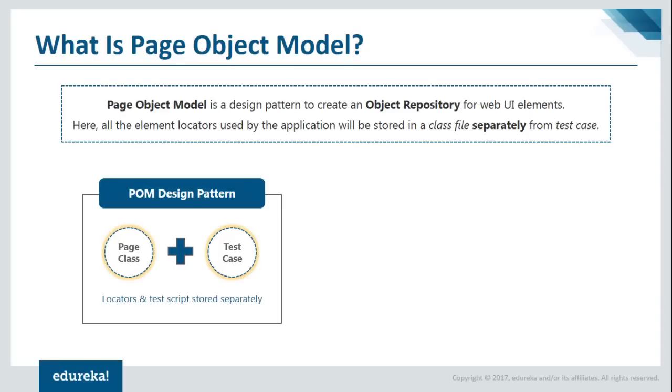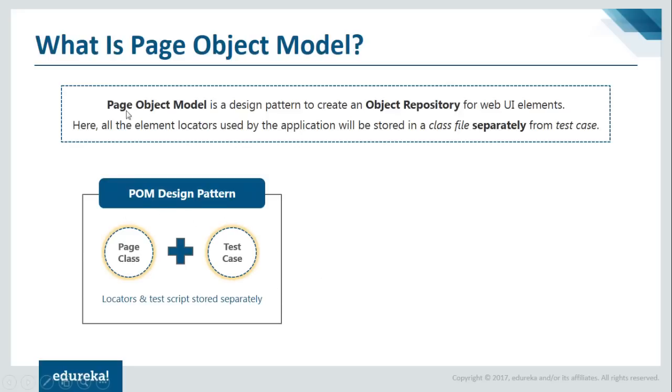As the definition says, a page object model is a design pattern to create an object repository for web UI elements. And the object repository that we're talking about here is simply the page class, right? If you look at this image, we make a combination of page class and the test case. These both in combination help us achieve the POM design pattern.